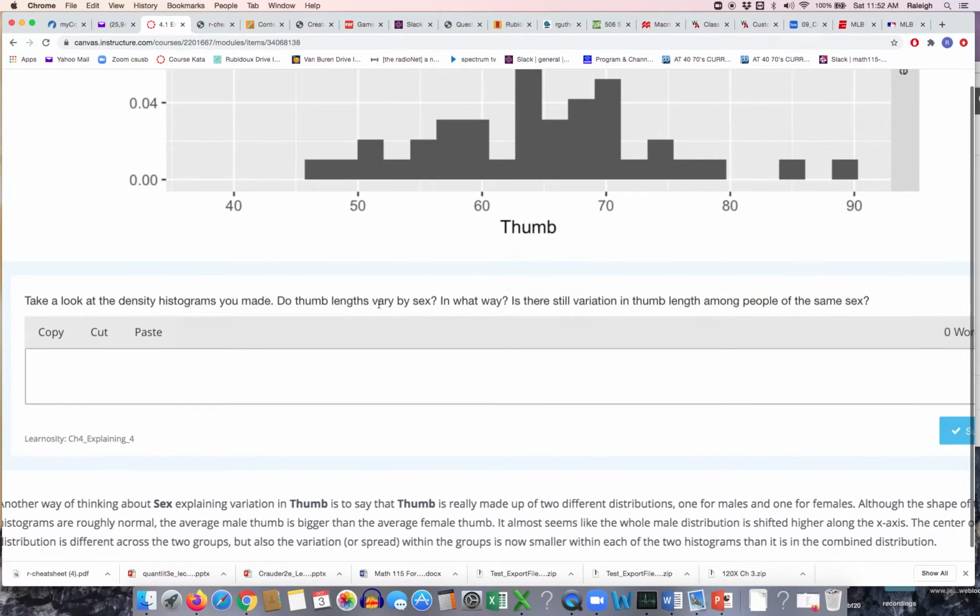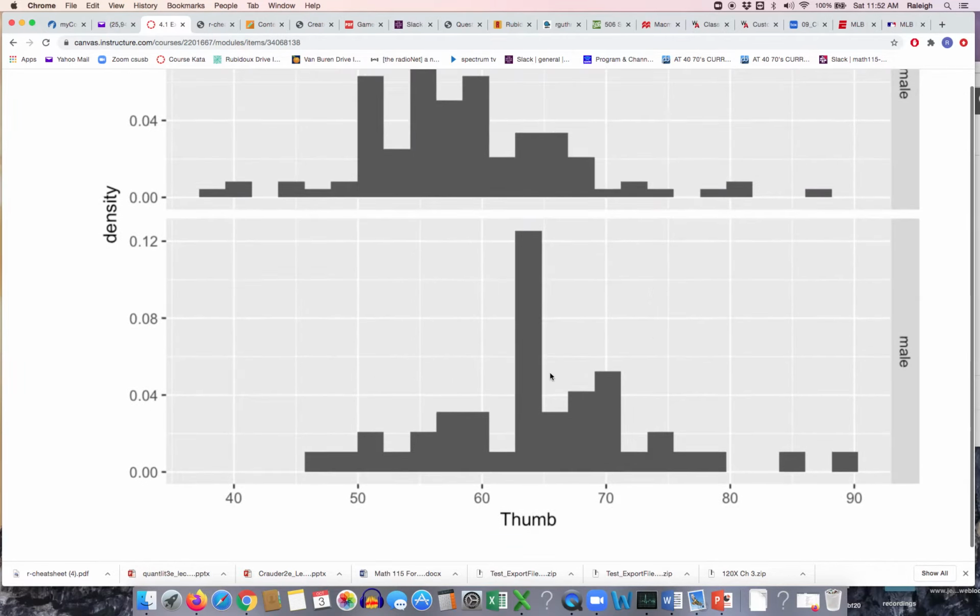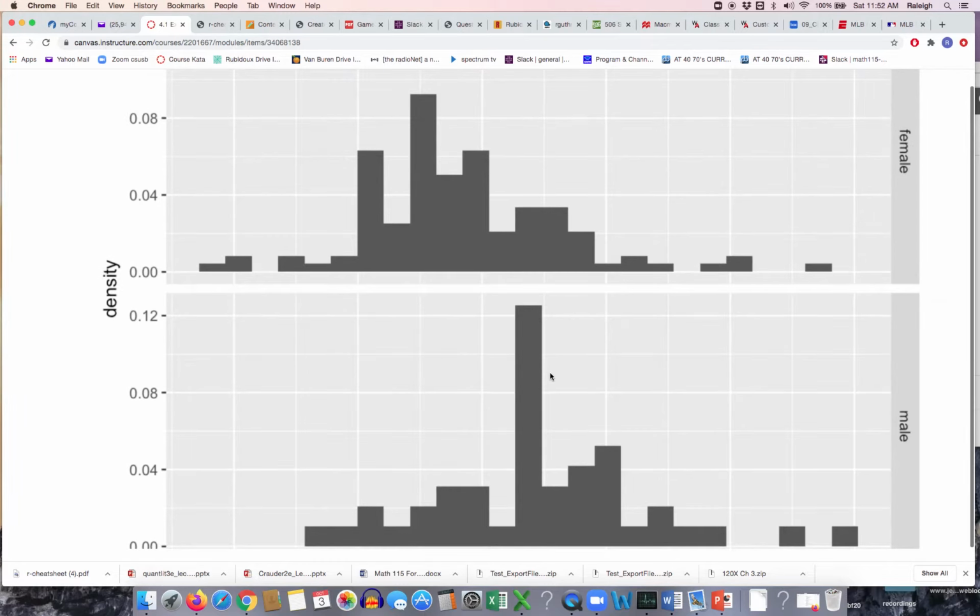And of course, thumb lengths vary by sex. The males are bigger on average. And there's still variation. It isn't like suddenly all males have the same thumb length. No, that's absurd. So what we have here is variation. Of course, there's a thumb length variation. However, it can be stated, and they will state this if they haven't already, that once you start splitting it up by these categories, you have less variation within the groups.